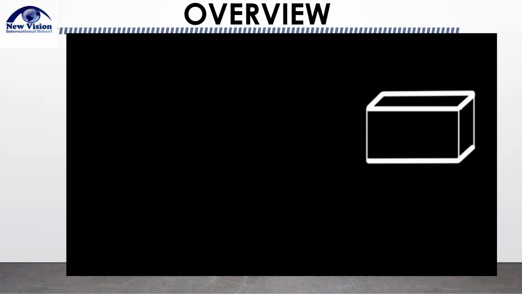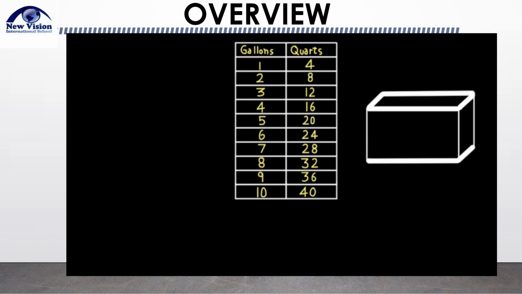In this problem, we are given information in both gallons and quarts. We need to convert measurements, so we are only working with one unit of capacity. 1 gallon equals 4 quarts. We can make a table to show how many quarts are in 10 gallons. So, a 10-gallon aquarium will hold 40 quarts.